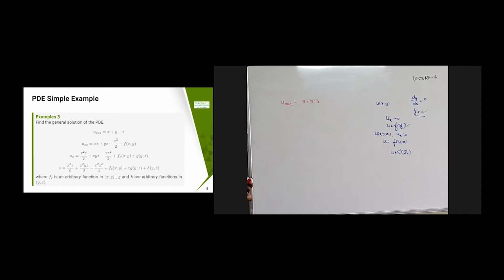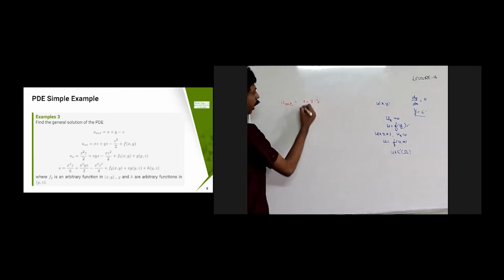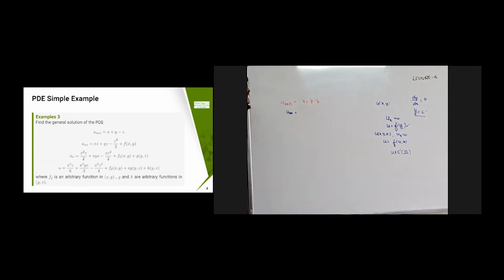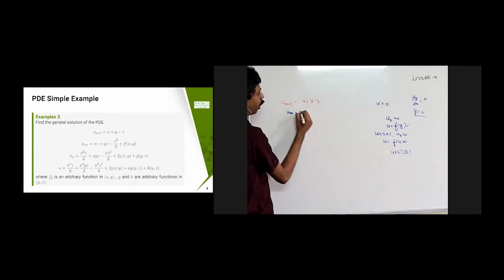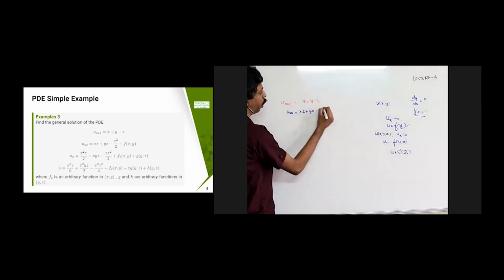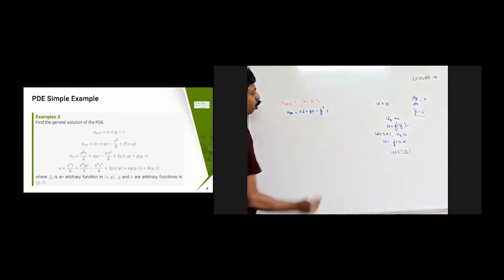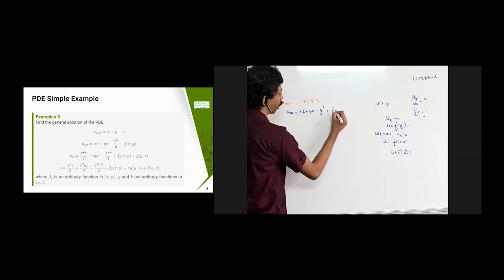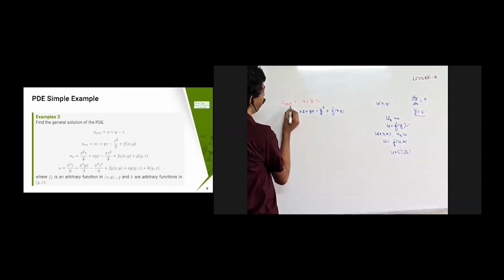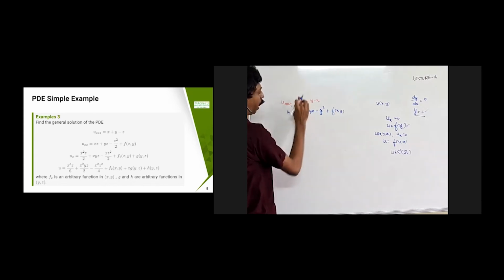First I'm going to remove z. Therefore, I have to integrate this with respect to z. So uxx is going to become, with respect to z, x is constant, so x z, y is constant, so y z, and this is going to become z square by 2, plus one more arbitrary function is going to come. That arbitrary function I'm going to call f of x comma y, because I'm integrating with respect to z. So if you go back, you will get that.